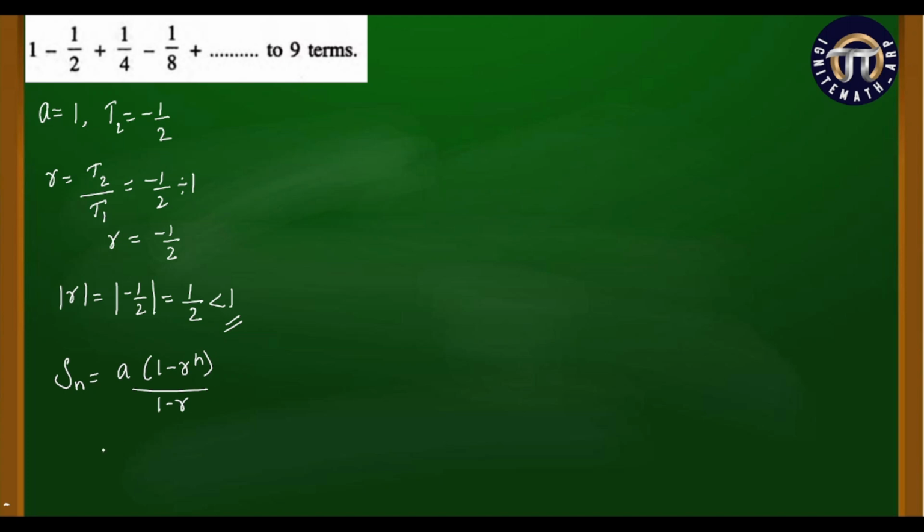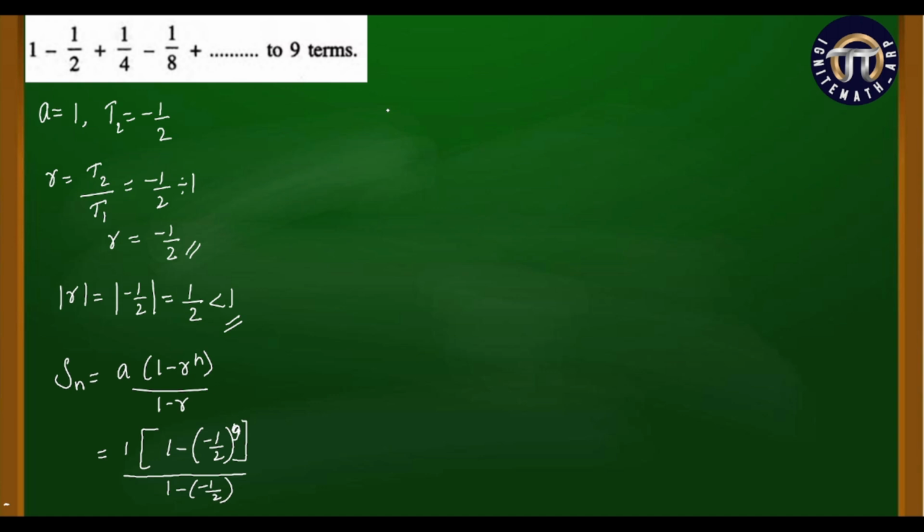So now I do the substitution. A is 1 itself, then 1 minus R is how much? Whenever you are substituting R in the formula, keep in mind, don't substitute it as modulus of R. Whatever value of R you have got when you divided T2 by T1, that value of R is to be substituted over here. So now I can write this as 1 minus of minus 1 by 2 to the power of n, where n is equal to 9 since there are 9 terms, divided by 1 minus R, that is 1 minus of minus 1 by 2. Clear, children? I hope the substitution is clear.